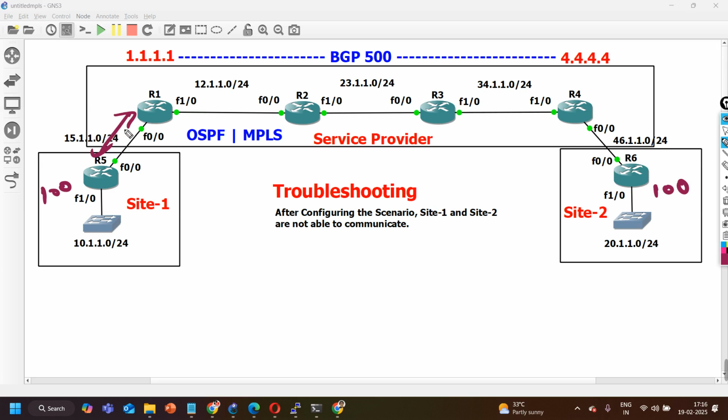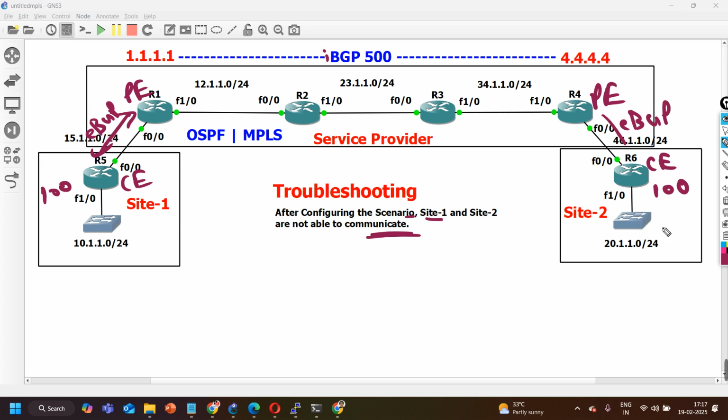So here guys, this is the customer AS, this is also the customer AS, this is the provider AS, and this is another provider AS. So between PE and CE we have eBGP, here also we have eBGP, and between PE and PE I have iBGP, right? But there is some issue you can see. After configuring the scenario, side 1 and side 2 are not able to communicate, right?